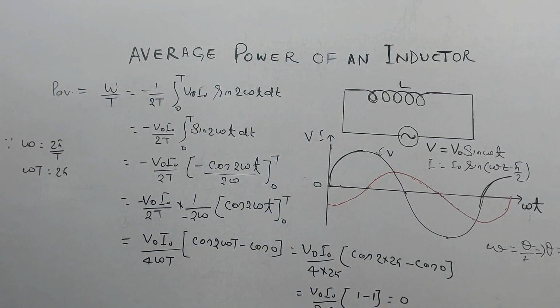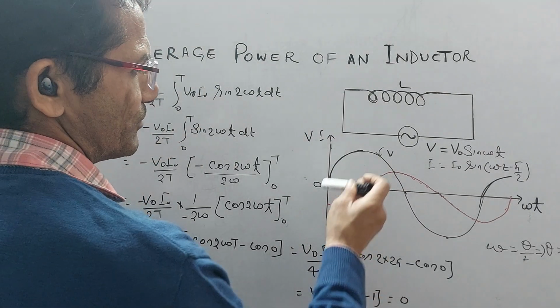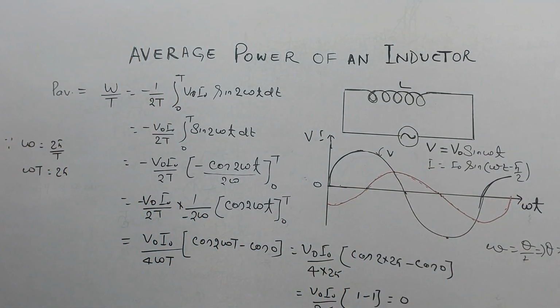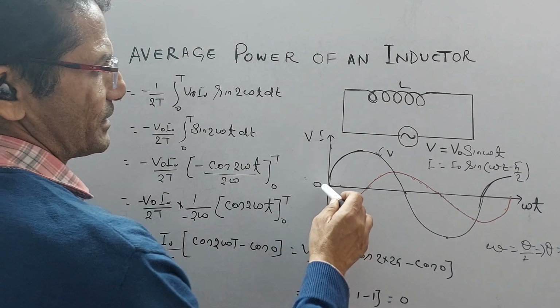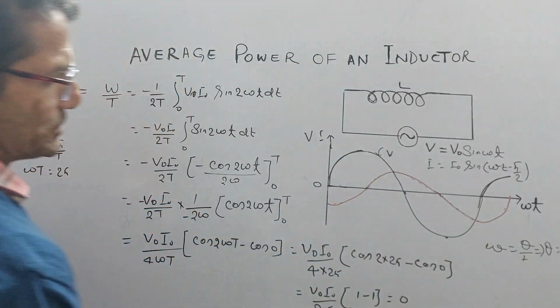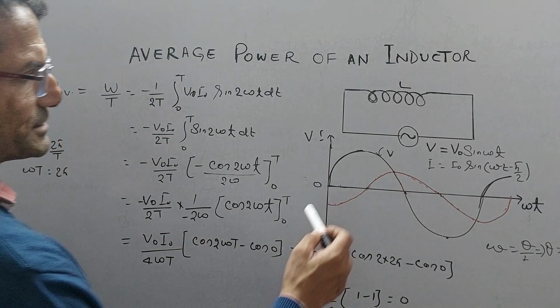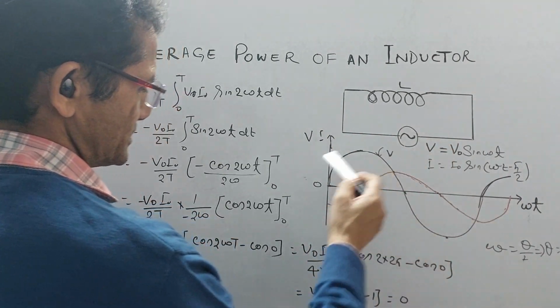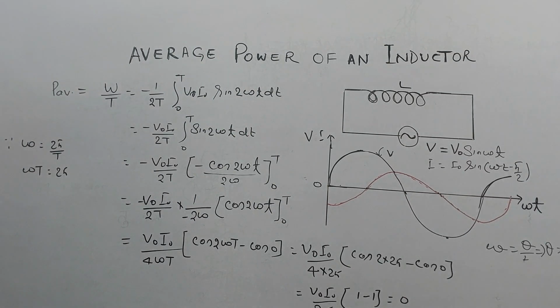So in one complete cycle the total work done will be 0. Also the average power loss across the inductor will be 0 in one complete cycle. So the final result comes out: average power is 0 in one complete cycle.